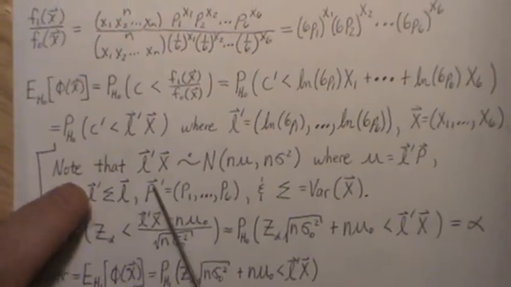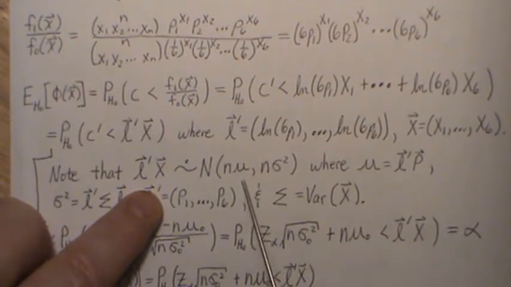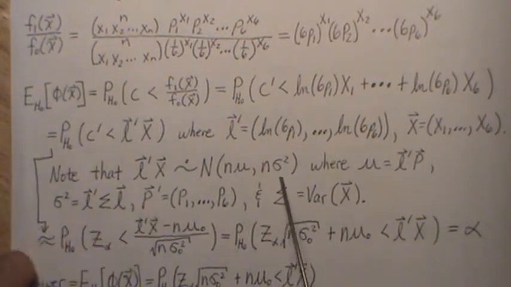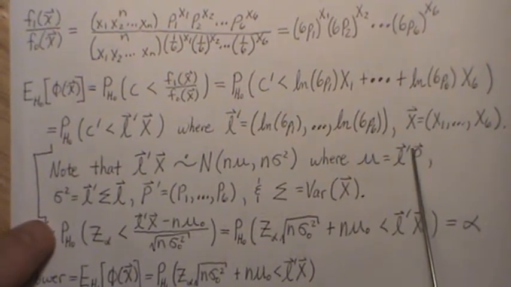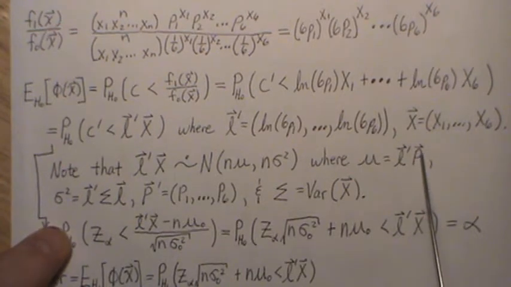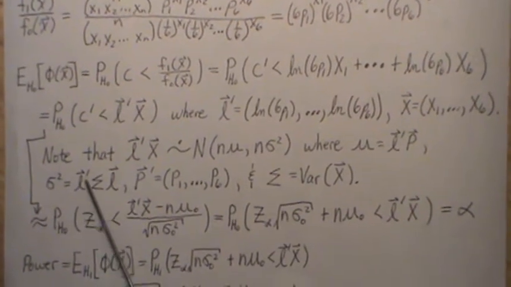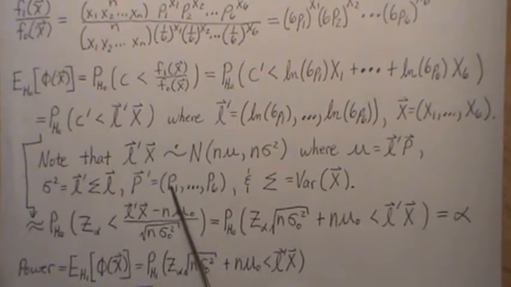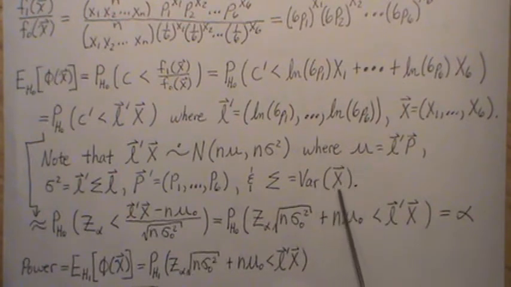Now a note is that this L transpose X is approximately normal, and we'll prove this on page 2 with some n times mu and n times sigma squared, where mu is this L transpose P, where this is the hypothesized probabilities, and sigma squared right here is just L transpose sigma L, where of course P, the vector P, is the hypothesized probabilities. Sigma is the covariance matrix for X, the vector X.